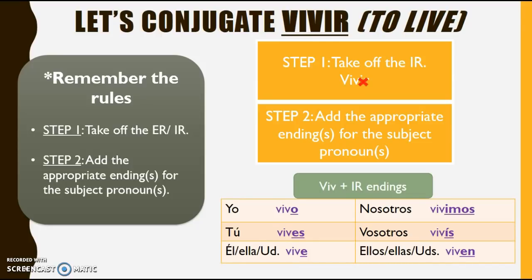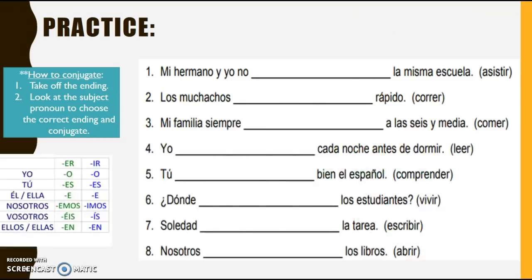So there is a look at the chart of what that would look like if you were to write that out. So yo vivo, tú vives, usted vive. Nosotros vivimos, vosotros vivís, and ellos, ellas, ustedes viven. So again, now we're saying I live, you live, he lives, instead of just to live. Because remember, that's the whole purpose of conjugation. We don't want to walk around just saying to live all the time. We want to be able to conjugate it to make sentences.